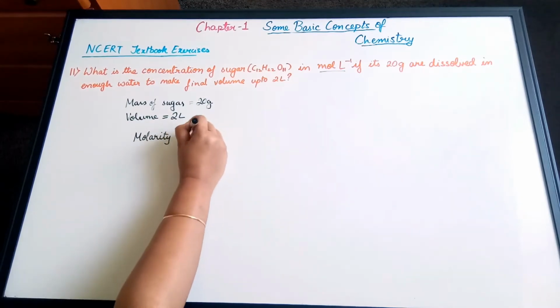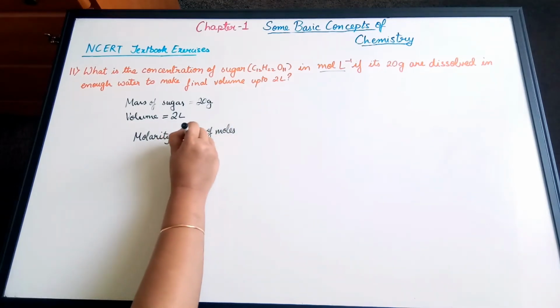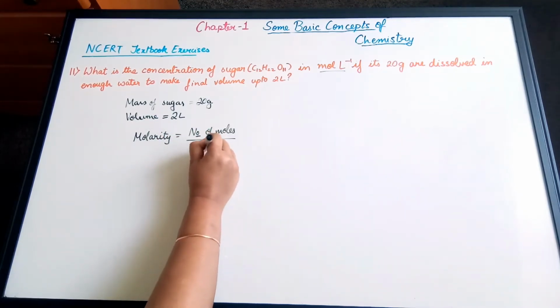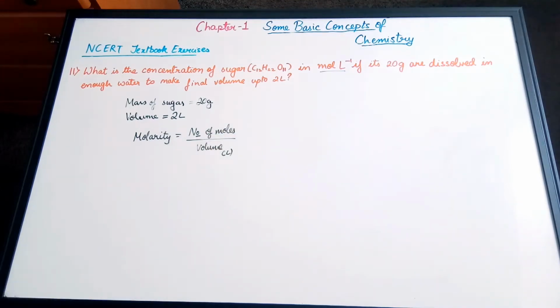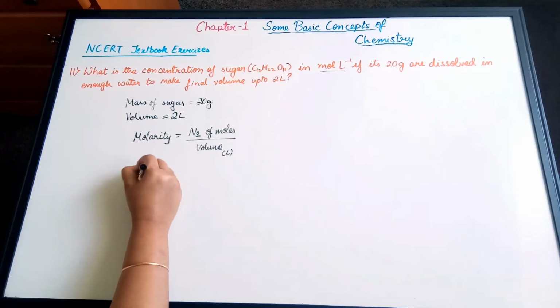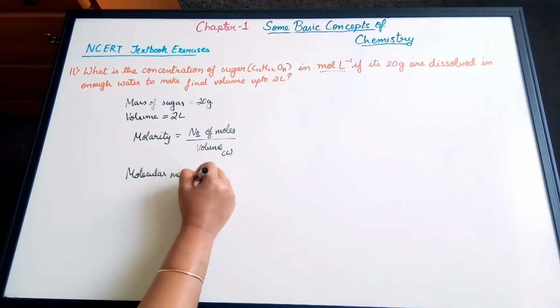Okay, molarity's formula equals the number of moles of the solute divided by the volume of the solution in liters. So the volume of the solution is 2 liters, right? So we need to first calculate the number of moles. Before doing that, we need to calculate the molecular mass of sugar.